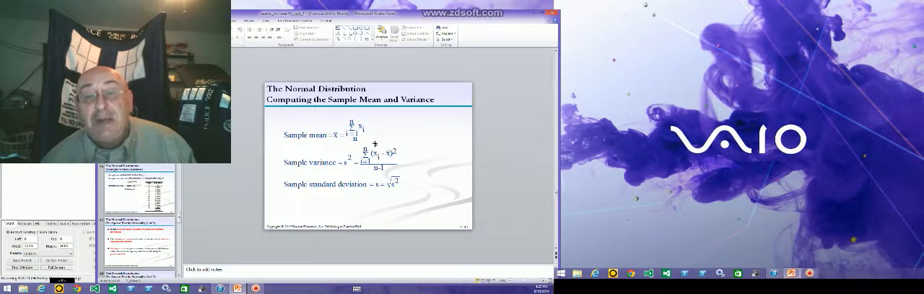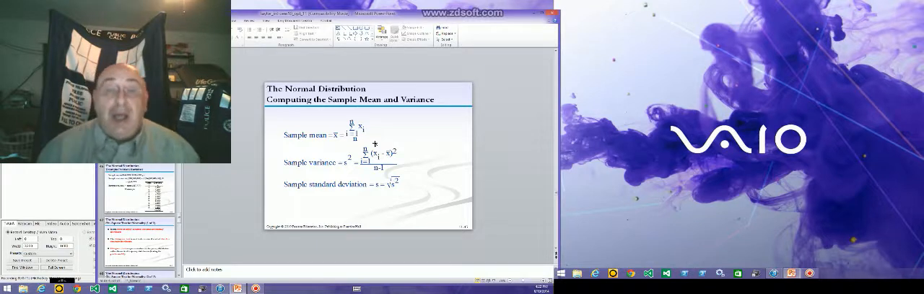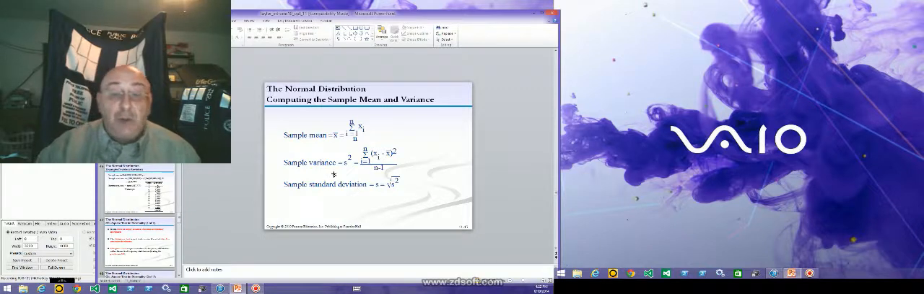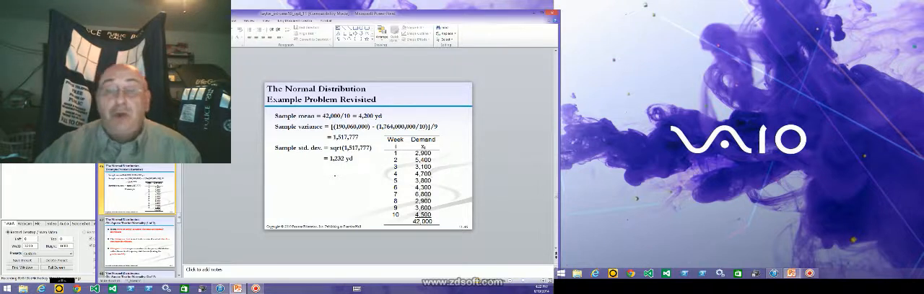X bar is equal to the summation of the sample number initialized with the first one and continuing on through. The sample variance is the standard deviation squared, and the standard deviation is the square root of the sample variance. So here again, if we go through, we can do this the long way.